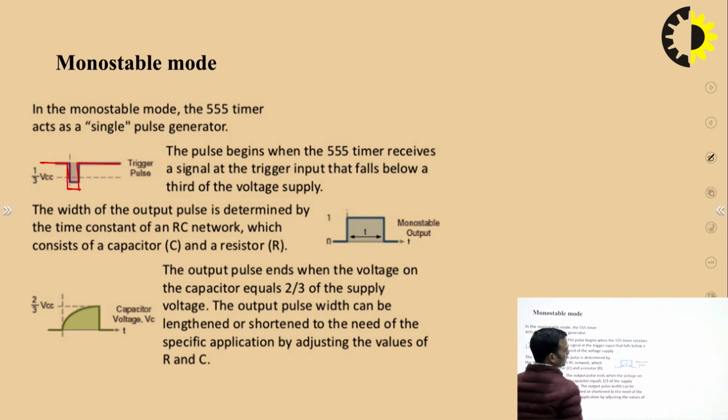Similarly, if the multi-vibrator has a low output as a stable state, then after application of triggering pulse, its output will change for a small duration that will be decided by the externally connected resistor and capacitor. After that, again it will come back to the same stable state. In this case, that stable state is the low stable state.